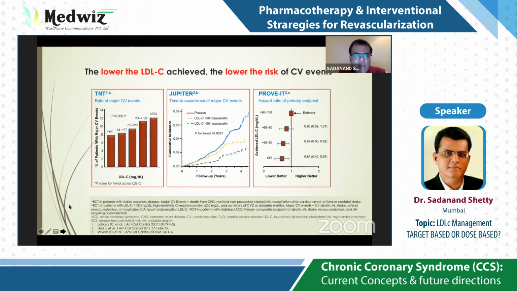Now, this has been very clearly demonstrated. The lower the LDL, the lower the risk of CV events, very clearly shown by the TNT study, JUPITER, and the PROVE-IT study. You see LDLC less than 64, see the p-value of 0.001.